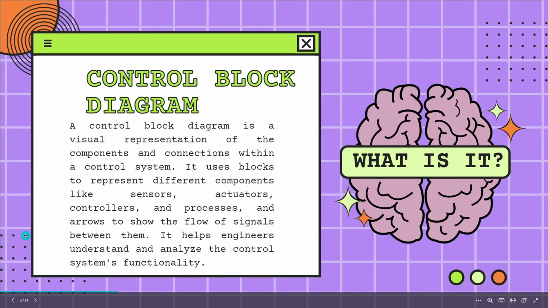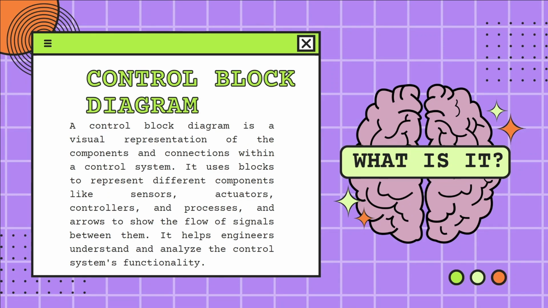And for that case, we need to make ourselves a control block diagram. What is a control block diagram? A control block diagram is a visual representation of the components and connections within a control system. It uses blocks to represent different components like sensors, actuators, controllers, and processors, and arrows to show the flow of signals between them. It helps engineers understand and analyze the control system's functionality.